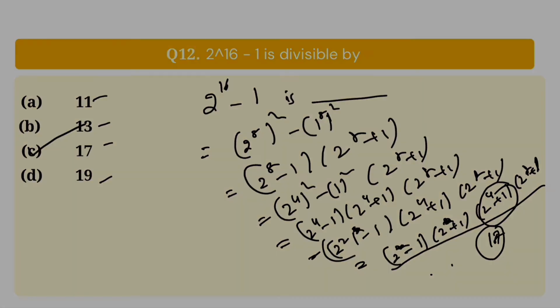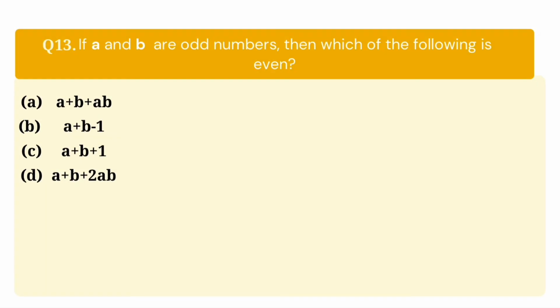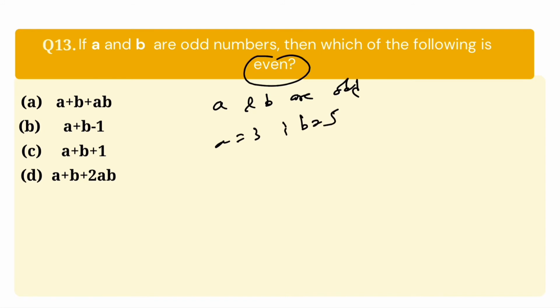Okay, so the answer is 17. Next question: A and B are odd numbers. Then which of the following is an even number? This is a very simple question. If A and B are odd numbers, then which of the following is even? So they have given that A and B are odd. Let me take the A value as 3 and the B value as 5, and substitute these two values in the given options, and whatever gives the even value, that option is right.